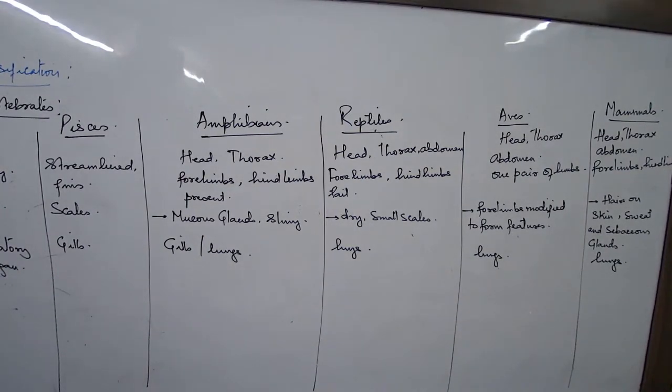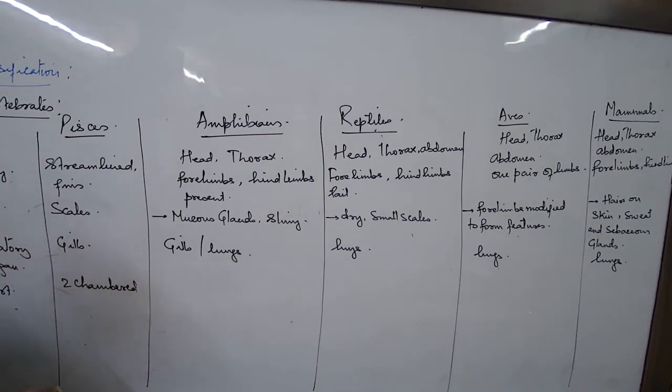Next is, these are the common ones, and then after that, some special features I will ask you to underline. That's it that you have to study. Four is heart.